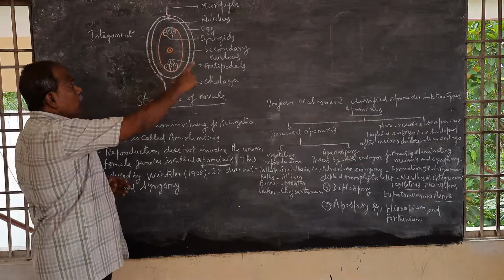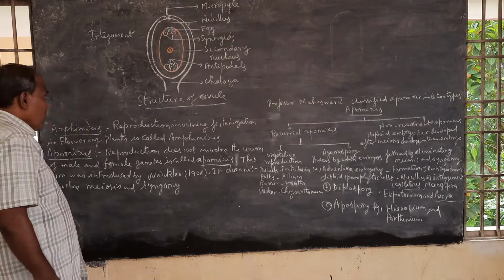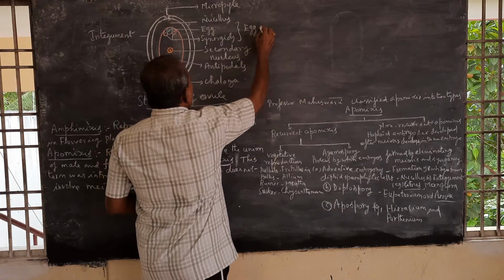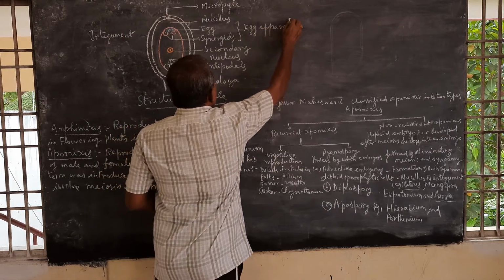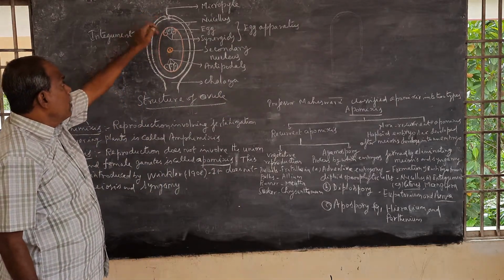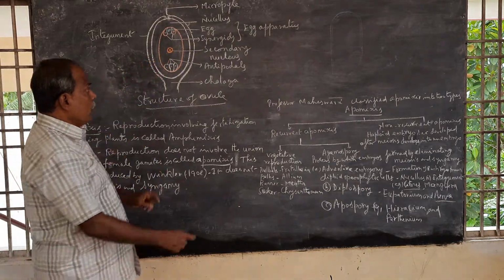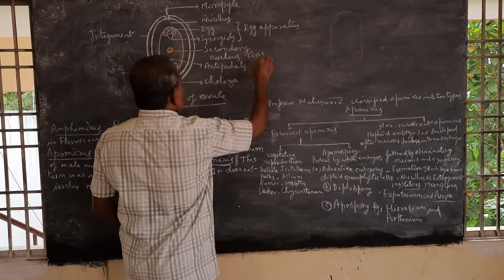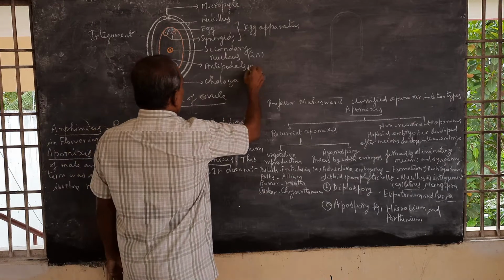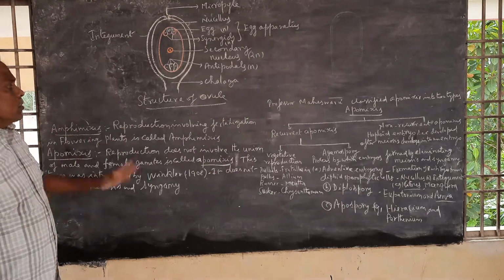Now, what are the structures you get in that embryo sac? Egg and synergids, collectively called the egg apparatus. The egg apparatus is found close to the micropylar end, with one egg and, on either side, 2 synergids. There will be a secondary nucleus, which is diploid. Then opposite to it are 3 antipodals. Antipodals are haploid. Egg is haploid, synergids are haploid. This is the structure of the ovule.